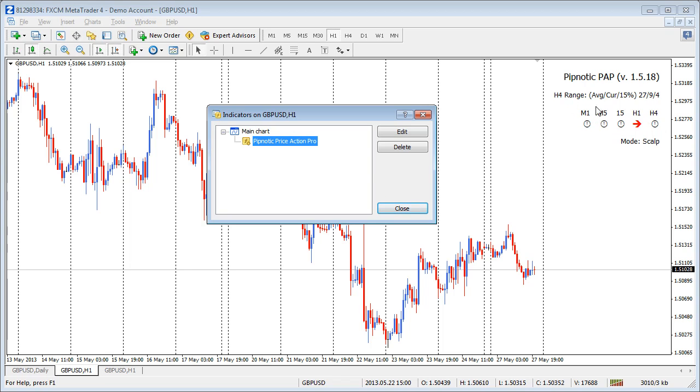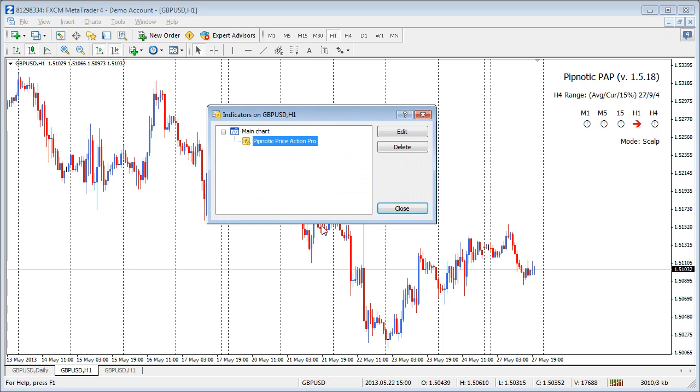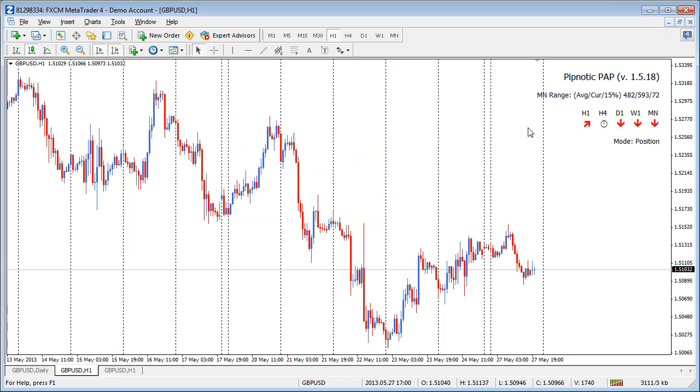You can also see that changes have been reflected in the range indicator as well, where now the range information is based on the 4 hour chart instead. You can do the same here. If you're a position trader, you simply put this to 0. Press OK. And now range information is based on monthly bars or monthly price movement. And here we can see that the time frames have been shifted a few to the right.